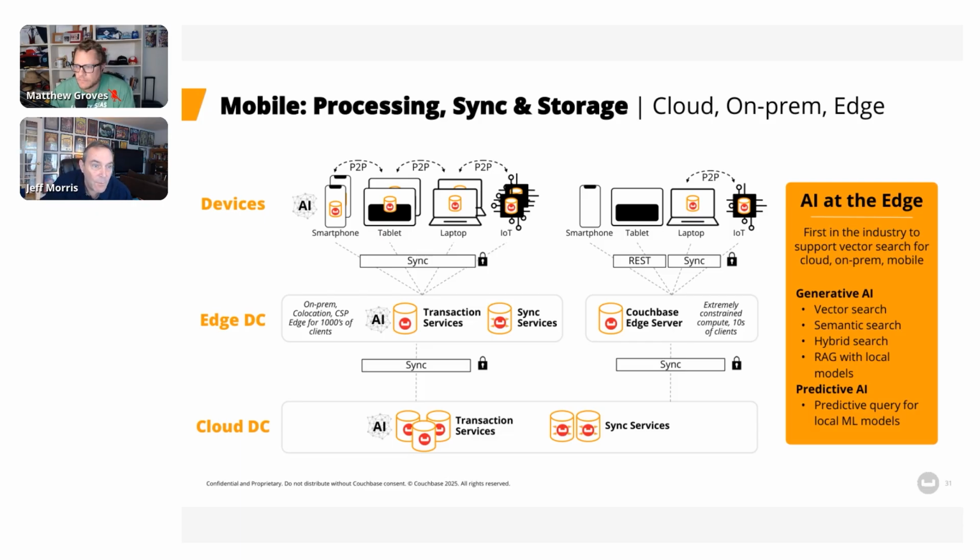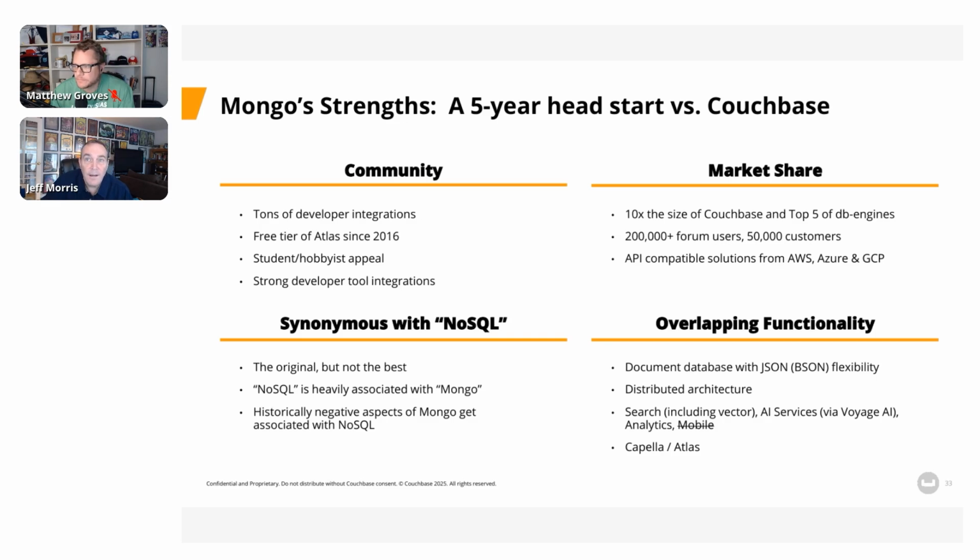So, all right, let's wind down here, Matt. What do we think are the great things about Mongo versus the great things about Couchbase? Their strengths, they've got a great head start on us. They've got great integrations. They've got great student and hobbyist developer appeal. Great market share. I've got to hand it to them. They've got a 5-year head start on us. Other thoughts here, things that they're really good at, or that we need to give due credit to.